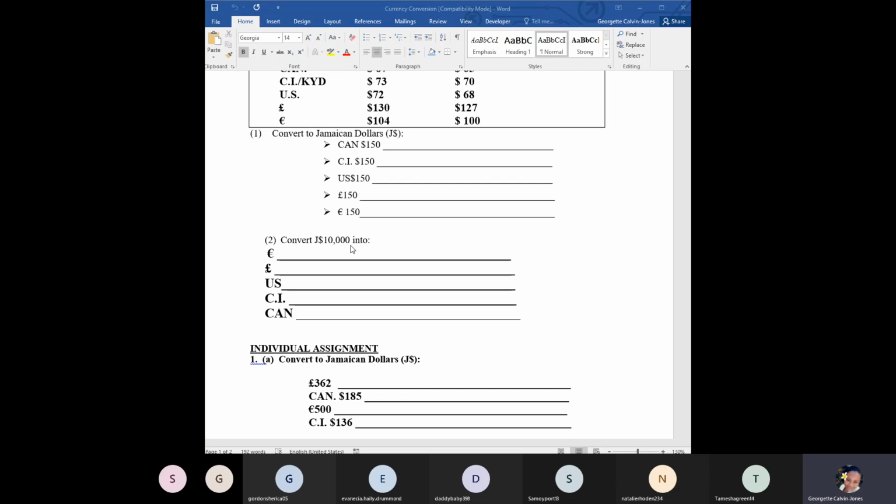When you're converting to Jamaican, miss, you're going to use the buying. When you're converting from Jamaican, you use the buying. The first one is 54.99. Why does the answer look like what I don't have? Hold on.